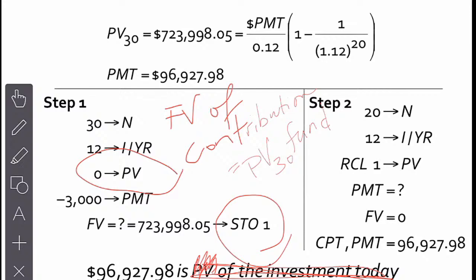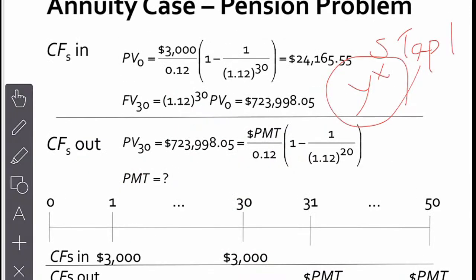That's a lot of money. All right, so that's the effect of compound interest. Any questions? I'll just have to clean that up because this is not the present value of the investment. This is the amount you can withdraw. The present value of the investment was $24,000.